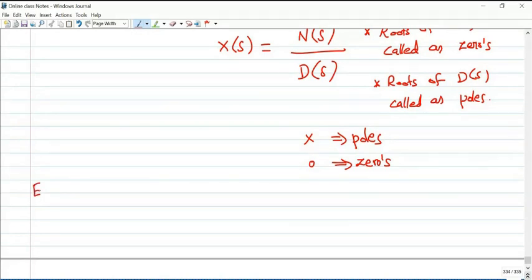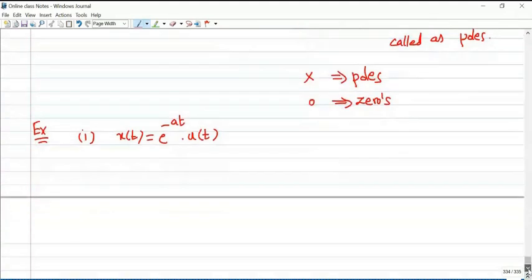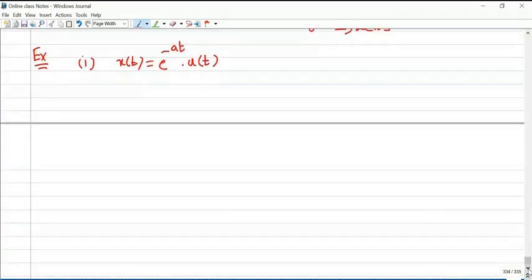Problems or formulas of Laplace transform. First one: find the Laplace transform of e power minus at dot u of t, and mention the region of convergence. Okay. Please remember, in Laplace transform, in all problems we have to find the Laplace transform as well as mention the region of convergence.